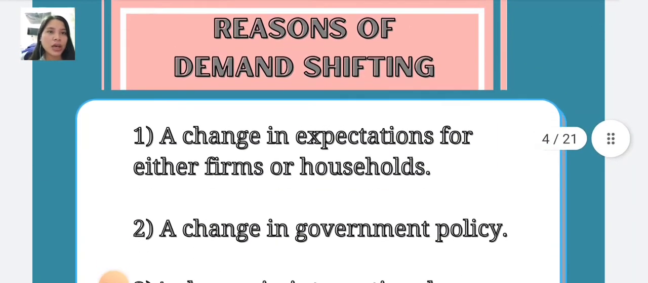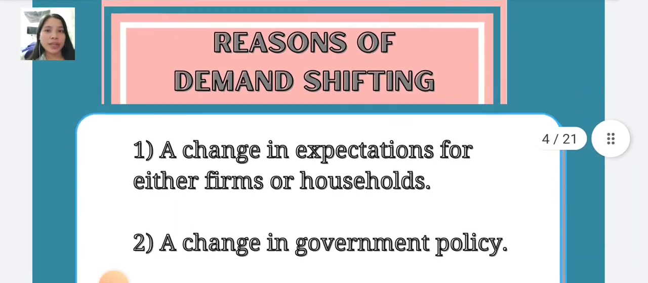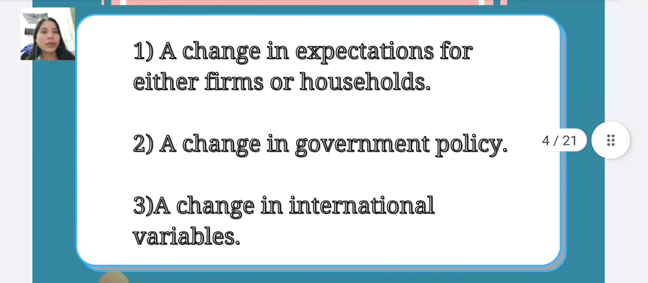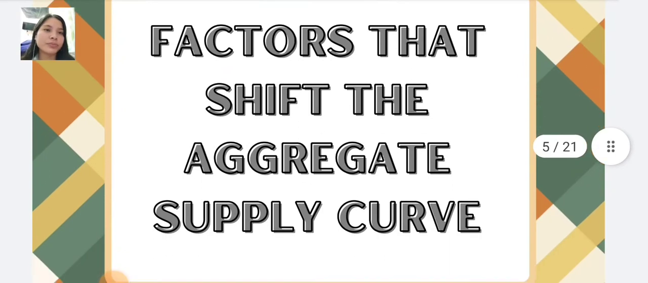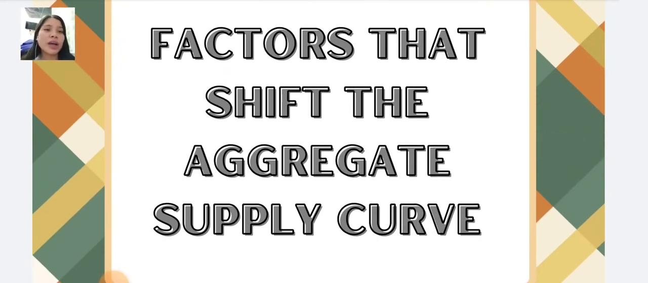So, what are the reasons of demand shifting? The following are the reasons of demand shifting. First, a change in expectation for either firms or households, a change in government policy, and a change in international variables. So, what are the factors that shift the aggregate supply curve?